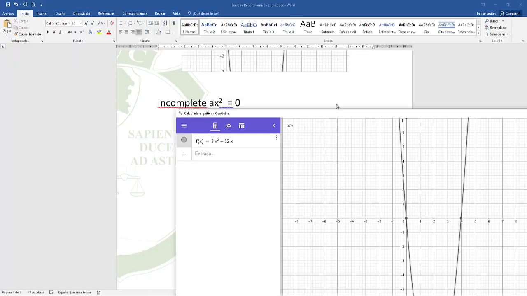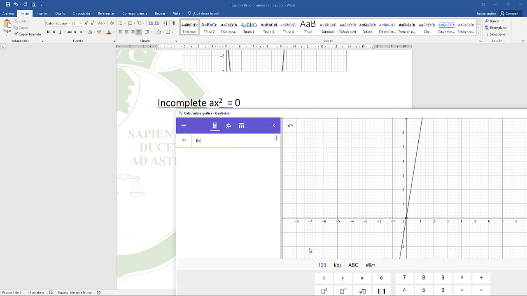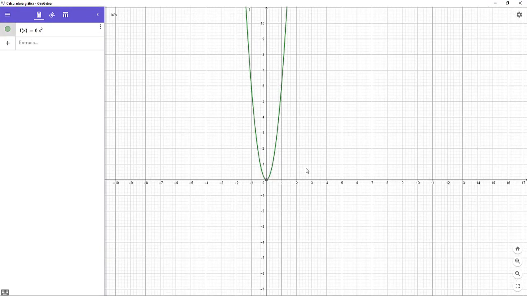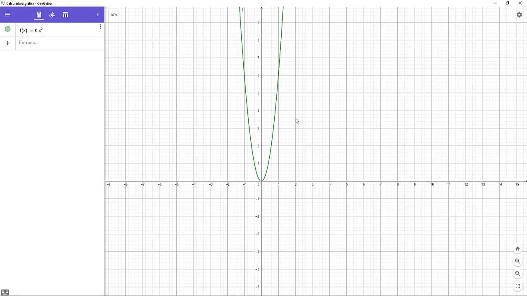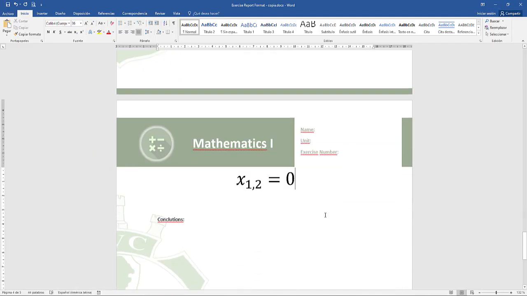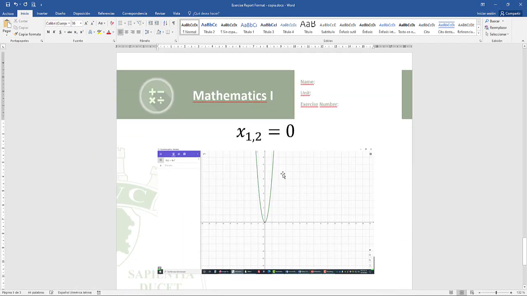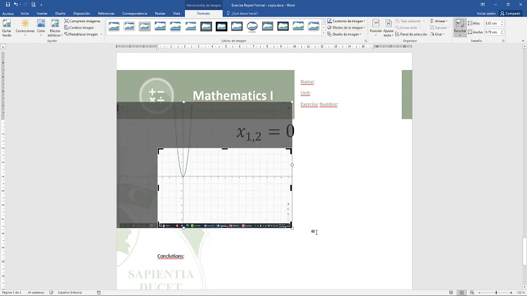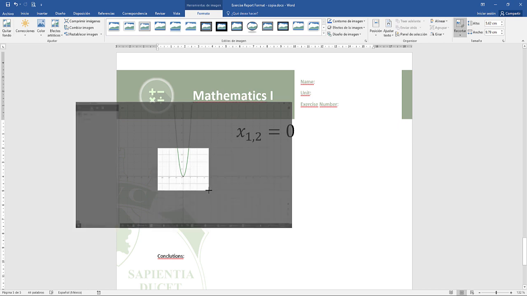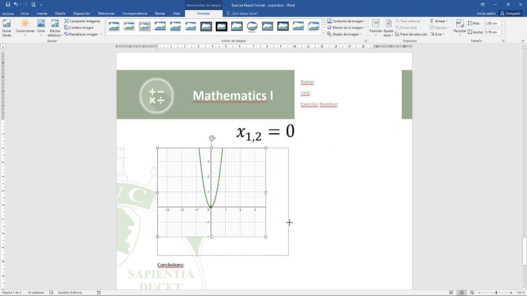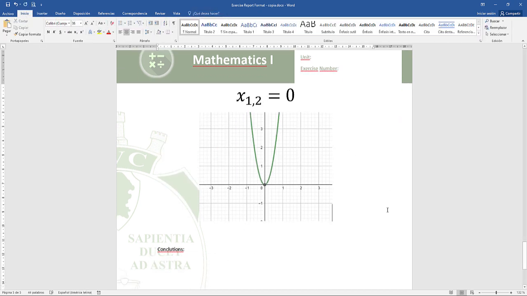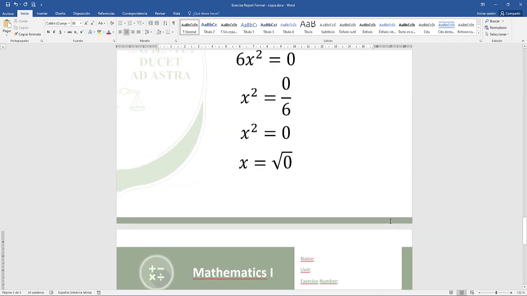Let me check, 6x squared. This is the result. So again you need to do a screen capture of the chart. And this is all the work that you will do today.